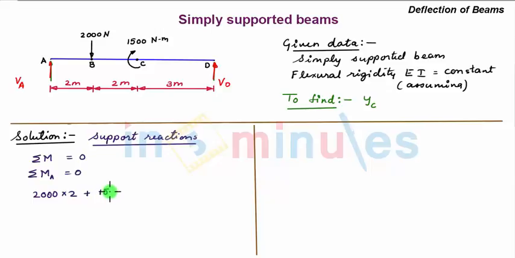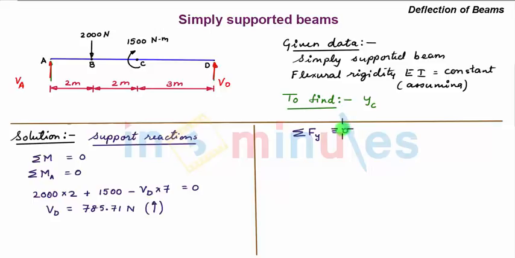So plus 1500. And we have an anti-clockwise moment due to the assumed upward vertical support reaction VD which is acting at a distance of 7 meter. So we have minus VD into 7. This is the algebraic sum of all the moments about point A and this is equal to 0. Upon solving this we get the value of VD as 785.71 Newton. Since the value comes out to be positive, our assumption is correct, that is this force is upward.